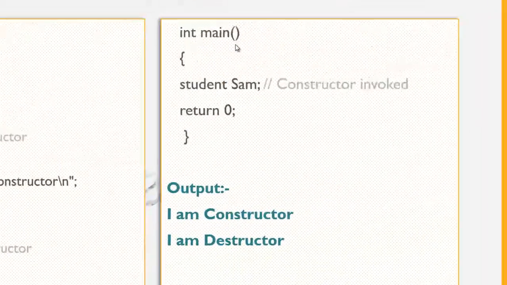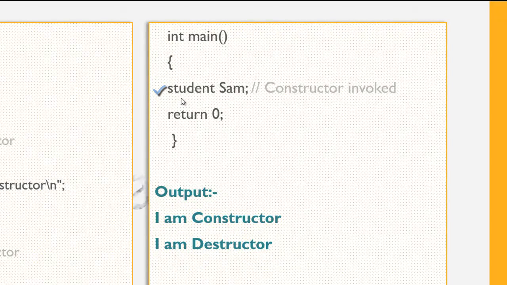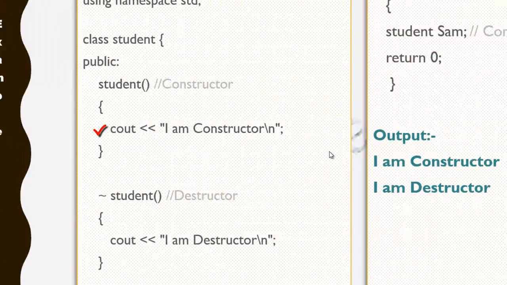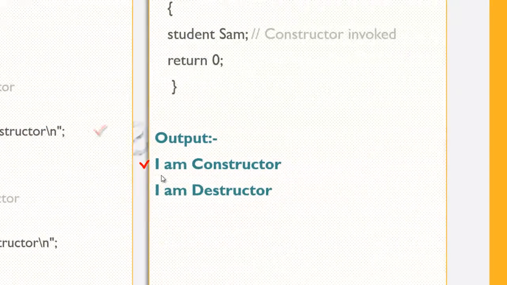Now let's go to the main. The first statement is student Sam. I create an object Sam. This statement invokes the constructor, and inside this constructor, a cout statement is there. The cout statement executes and the first output is I am constructor.